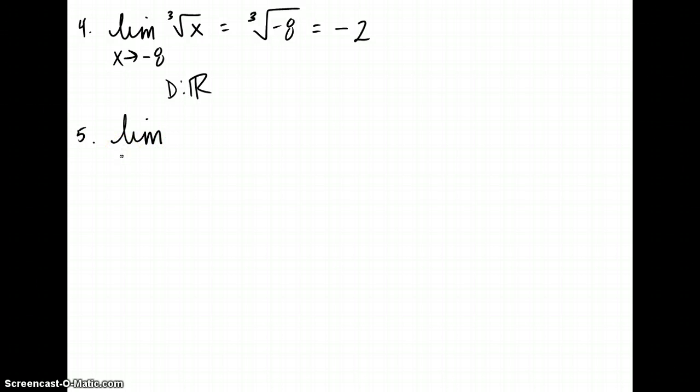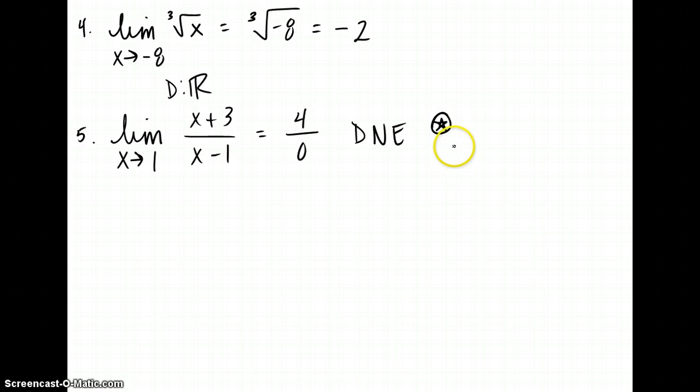Alright, how about the limit as x approaches 1 of x plus 3 all over x minus 1. Direct substitution gives us 4 over 0. We can't divide by 0, so this limit does not exist. We will discuss in more detail what this represents graphically, but if you look at this rational function, the domain is that x cannot equal 1. That's the only restriction. So graphically, a vertical asymptote exists at the line x is equal to 1.